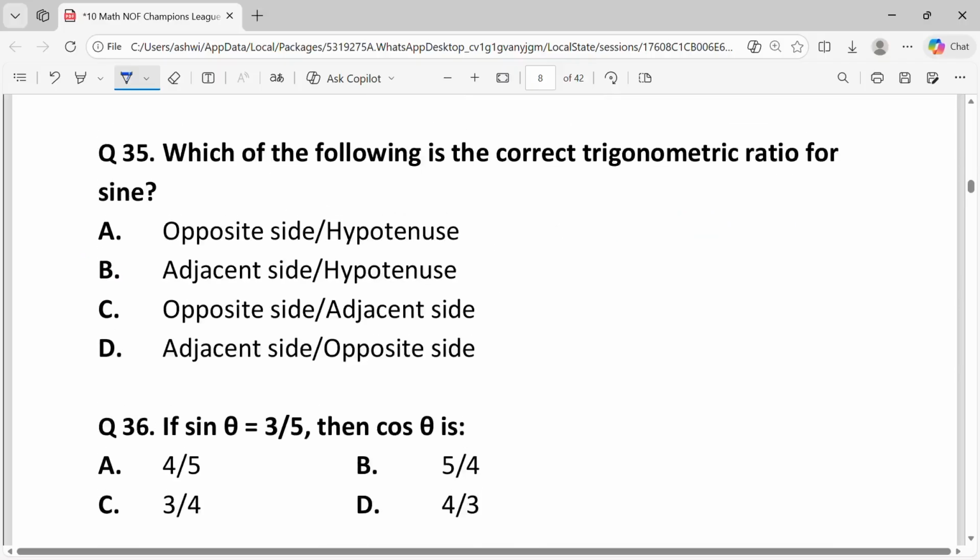Question 35. Which of the following is the correct trigonometric ratio for sine? The answer is A, opposite side upon hypotenuse. In a right angle triangle, the sine of an angle is defined as the ratio of the length of opposite side to the length of hypotenuse.